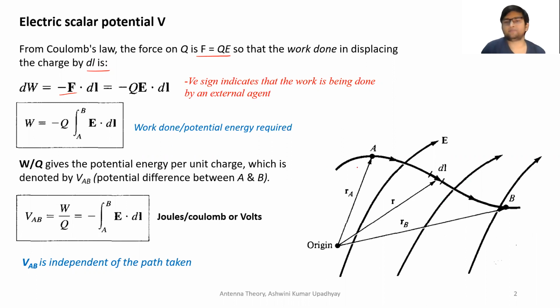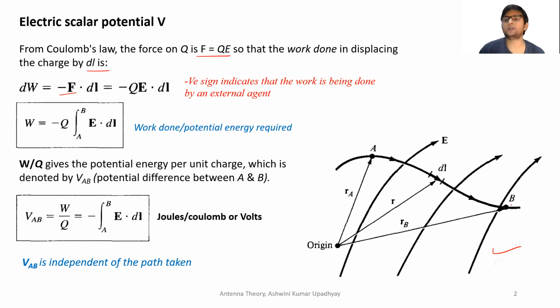Now, consider this figure. Suppose you have a point A and a point B, and there is an origin point, which is a reference point also. We are assuming that there is no effect of electric field on this origin point. So this origin point is very far away, at infinity distance, at which there is no effect of electric field and voltage.